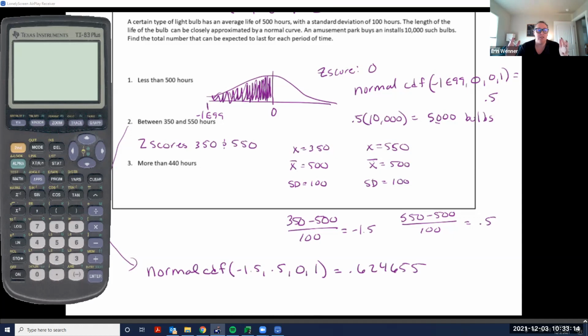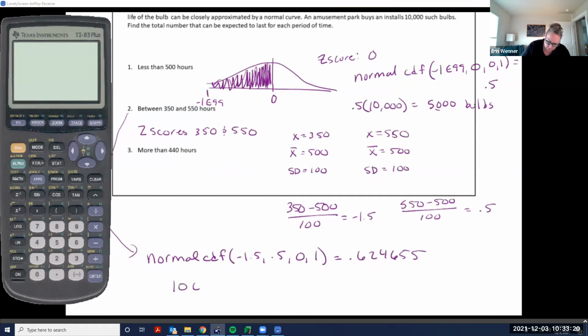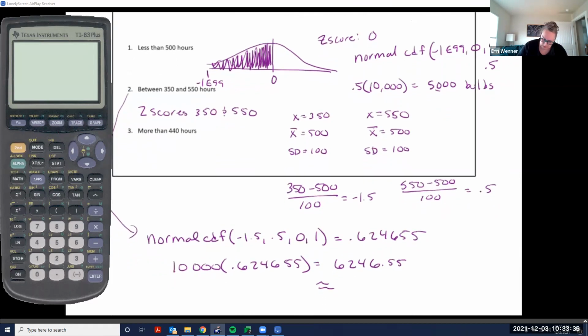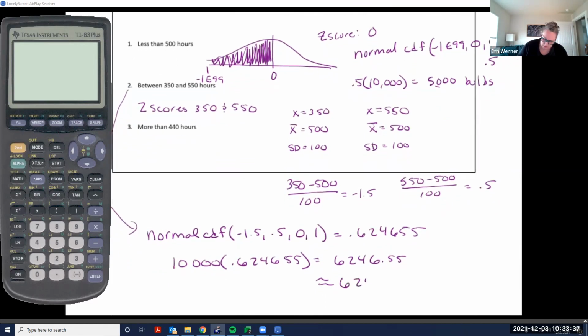So we want 62.4655% of 10,000. So we're now going to take 10,000 and multiply it by this. And we end up with 6,246.55 bulbs. And your homework's going to have you round to the nearest bulb. So we're going to say 6,247 bulbs.